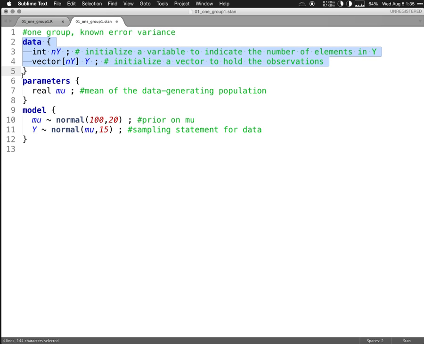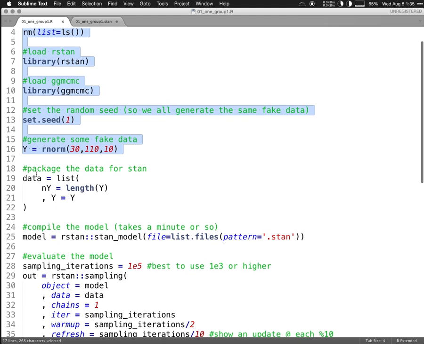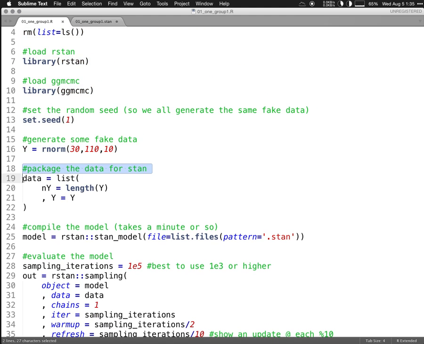So here in the data declaration, we are telling it that we're going to give you some data. It's going to be ny elements, and the vector that represents those elements is going to be called y. So if we actually pop out to the R code, you'll see that the next section is package the data for Stan.